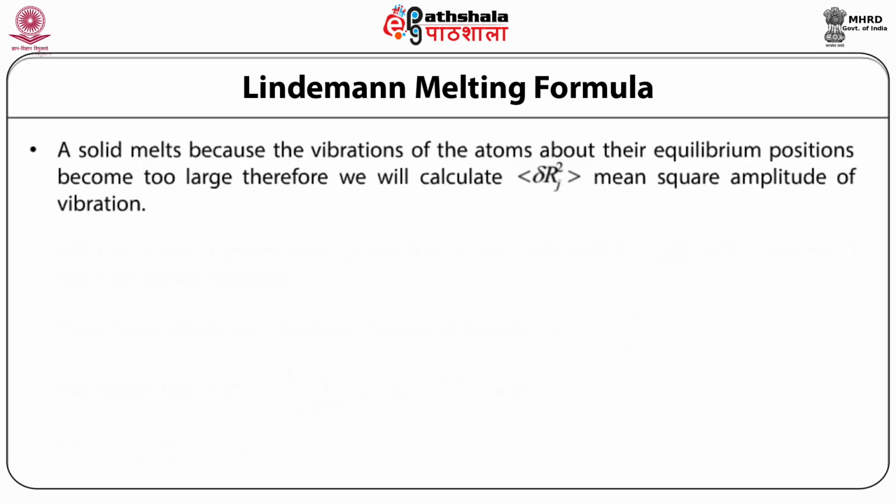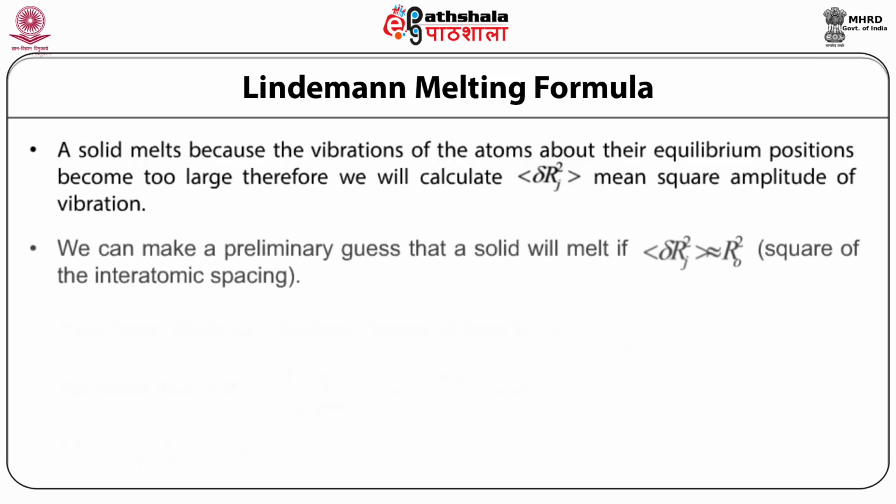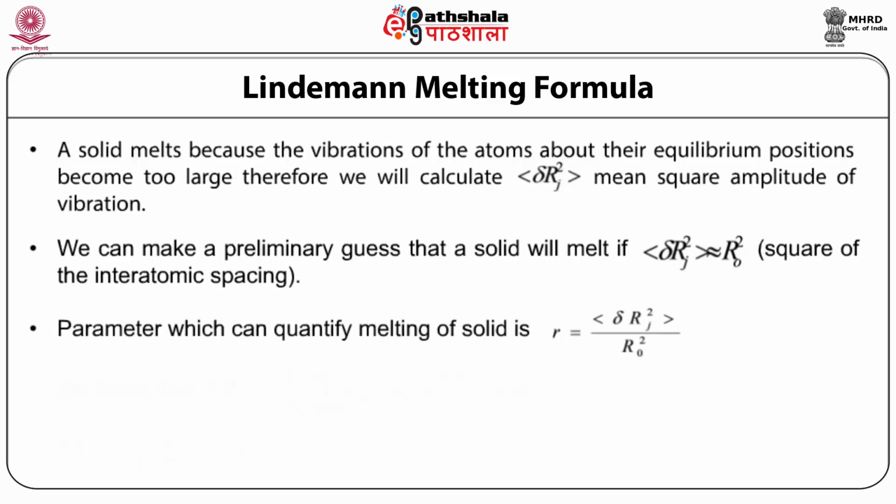A solid melts because the vibrations of the atoms about the equilibrium positions become too large. Hence, we have calculated the mean square amplitude of vibration, that is, delta Rj square average at a certain temperature. We can make a preliminary guess that a solid will melt if delta Rj square is approximately equal to R naught square, that is, square of the interatomic spacing. A parameter which can quantify the melting of solid is R, which is equal to average of delta Rj square divided by R naught square.